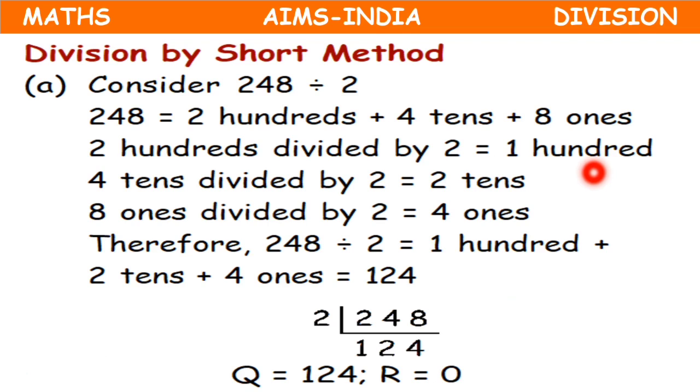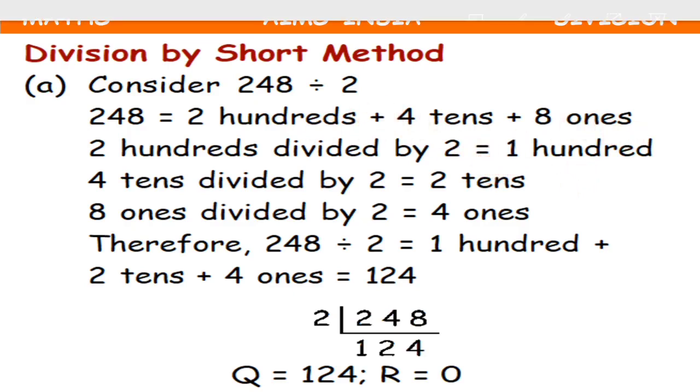Now coming to division by short method. Consider 248 divided by 2. What should we consider? 248 divided by 2. When we look at 248, how can we write it? We can write it as 200 plus 4 tens plus 8 ones. Yes or no, children? We can write it as 200 plus 4 tens plus 8 ones.